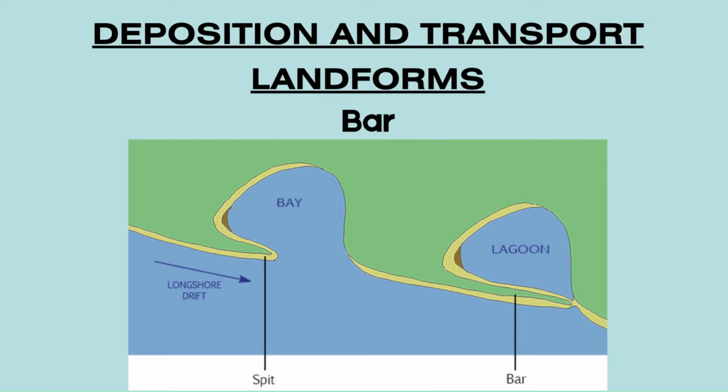A coastal bar is a ridge of sand or shingle that forms across the mouth of a bay or river, connecting two headlands and blocking off the water behind it. This often creates a lagoon between the bar and the mainland.